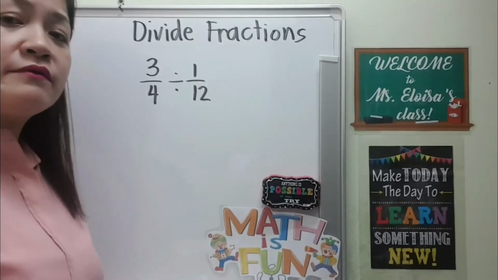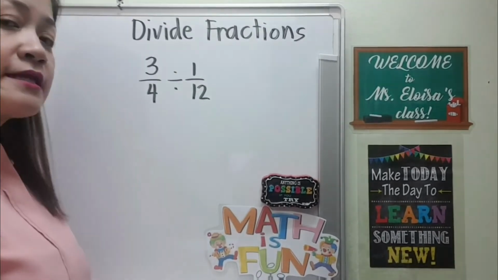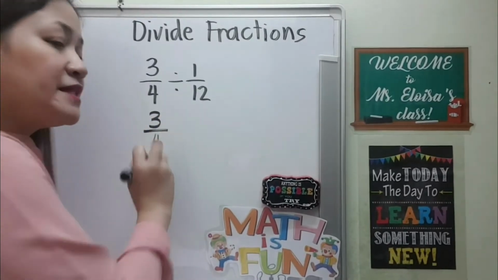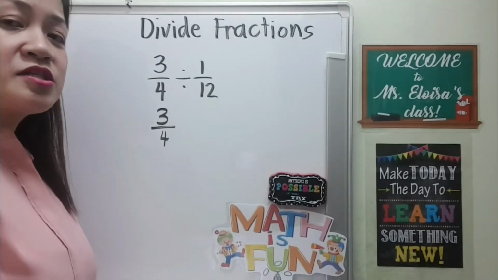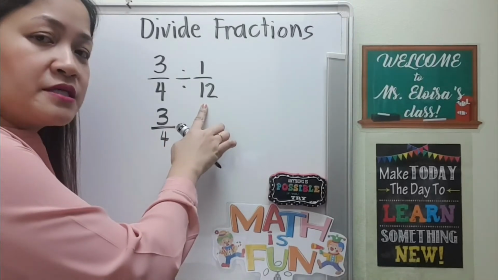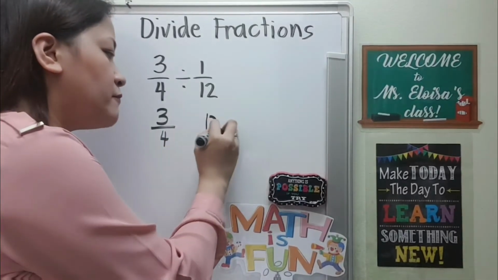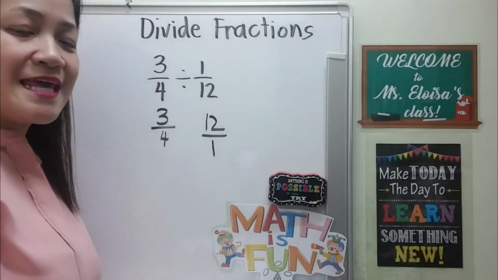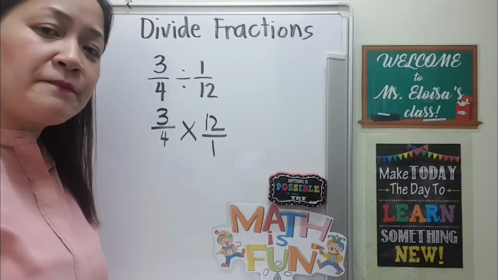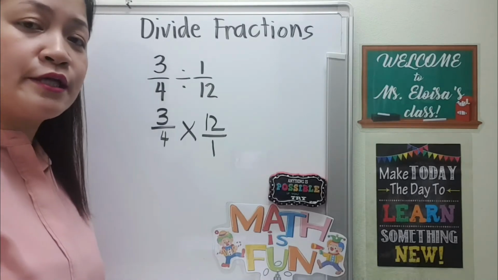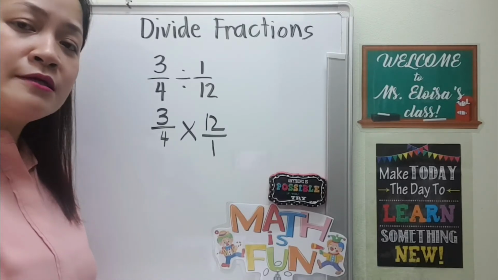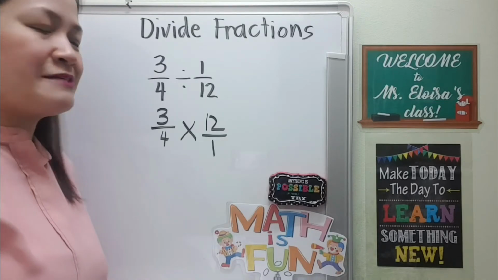So to divide using reciprocals, we will just copy the first number, or the dividend. So copy 3/4. The dividend will be the same, and then change the divisor to its reciprocal. Our divisor is 1/12, so the reciprocal will be 12/1. And then proceed to multiplication. Now remember, last time we multiplied fractions and we also learned how to simplify factors before multiplying. We can use that method also, so our answer later will be in simplest form.